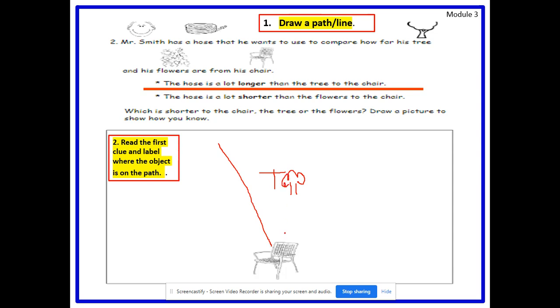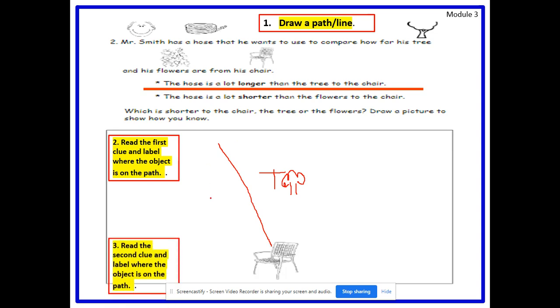Go ahead and do this. And the reason we drew it here is because if this is our hose, our tree's path to the hose was a lot longer than our tree's path to the chair. So our tree cannot be above the hose.